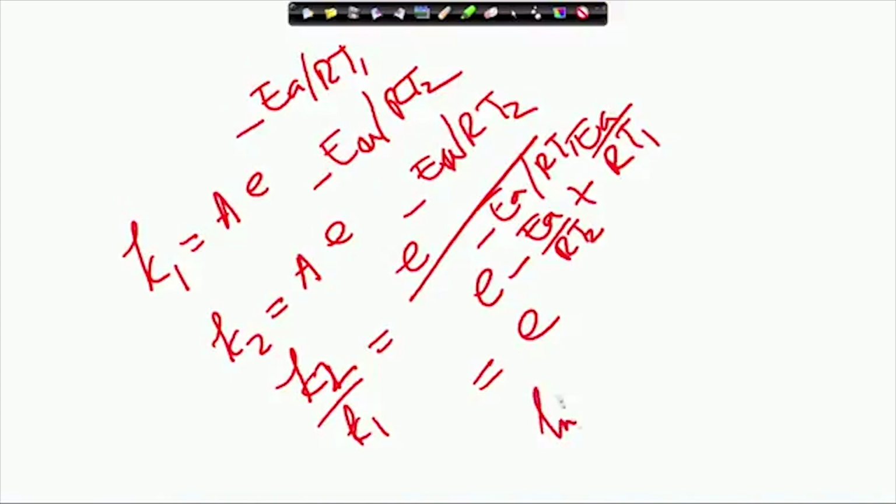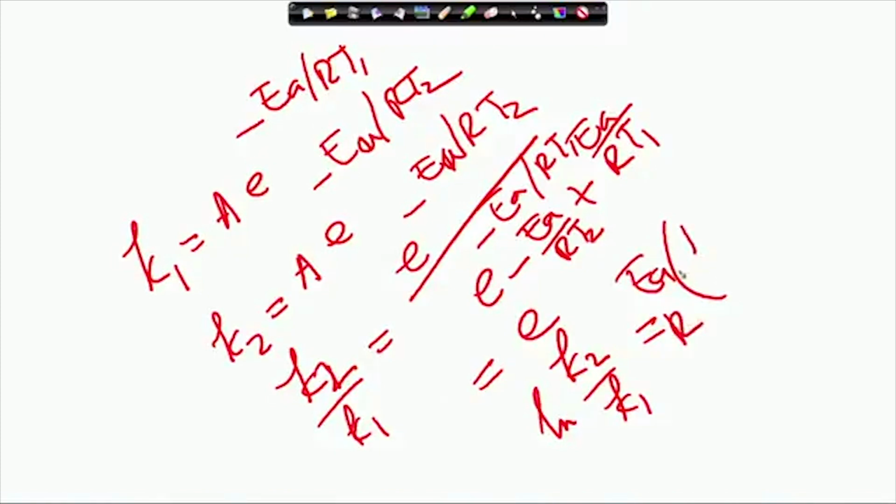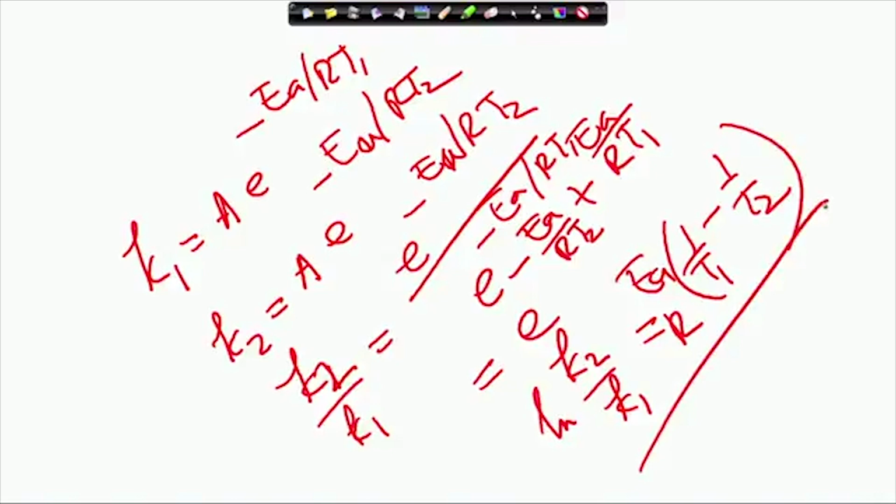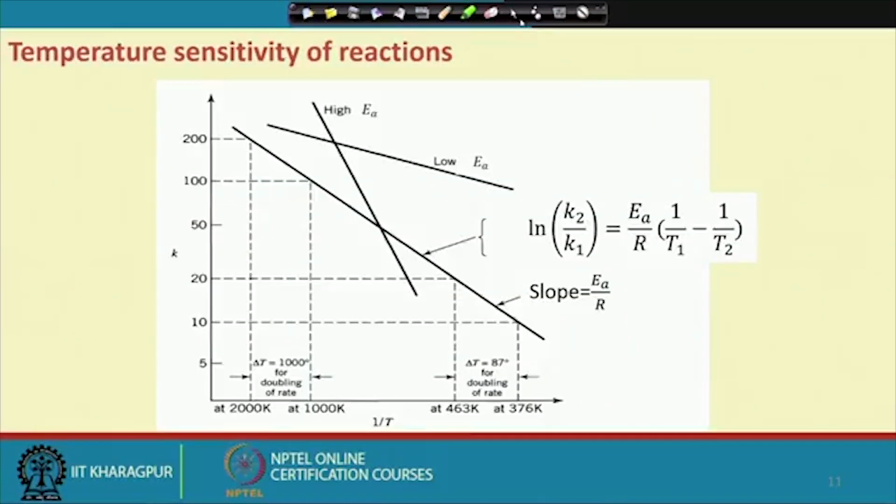Then if you take ln k2 by k1, I can write this is equal to Ea by R, which you can take common, times 1 by T1 minus 1 by T2, like this. We can easily write this equation, it is not very difficult. This is how this equation has come.